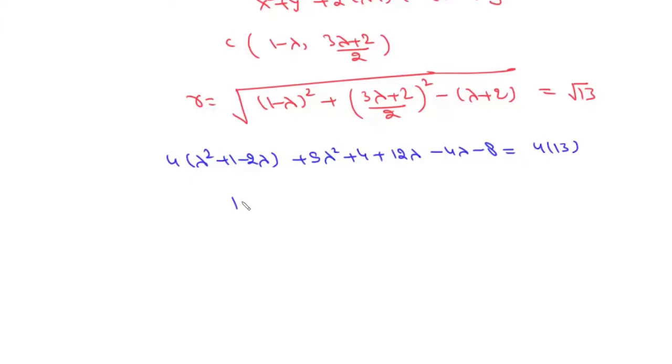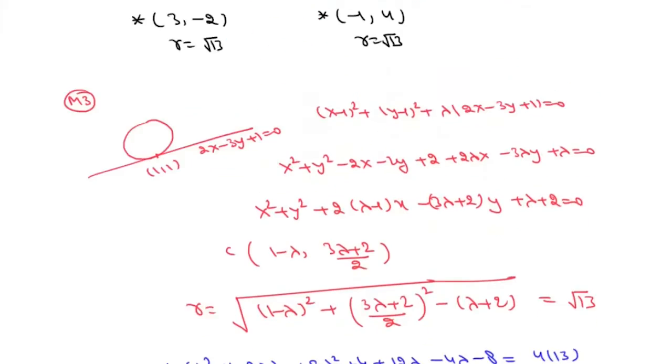Now this is 13 lambda square. Now this is minus 8 minus 4, 12 lambda, lambda will cancel and constant term will also cancel. So that will be equal to 4 into 13. Now this 13 will cancel. So value of lambda is either plus 2 or minus 2. So we have two values of lambda, plus 2 and minus 2.